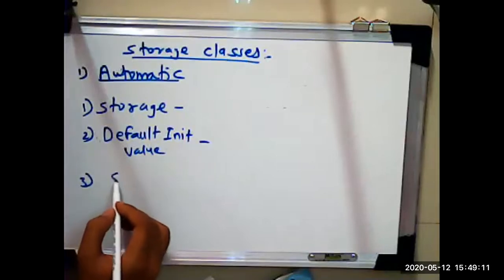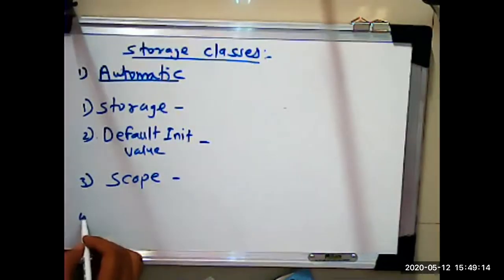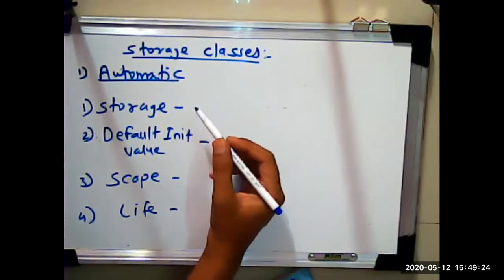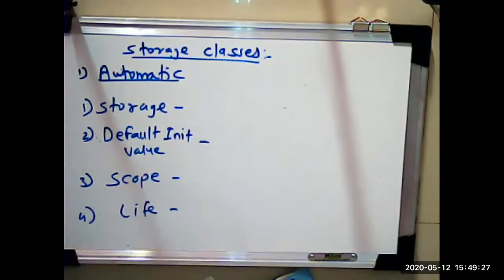The third is the scope, and the fourth one is the life. Okay, now storage. Storage means automatic, which means the variable is automatically created. When the function is called, the automatic variables get created. So the variable declared inside the function is called an automatic variable.